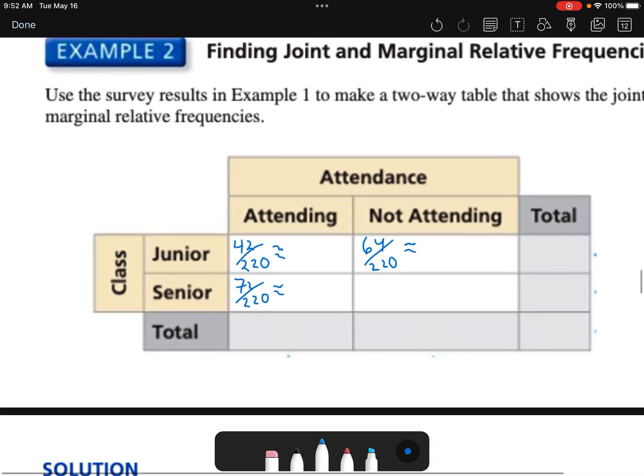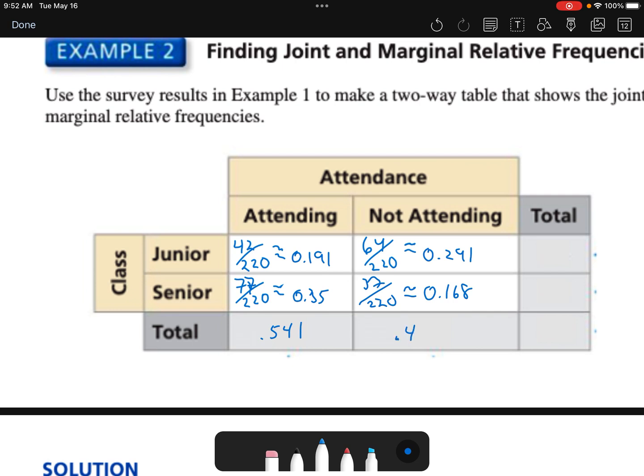77 and 37 out of 220. And then we can find those percentages, which if you type them on your calculator, you will get these. And you can trust me, or you can actually do it. Now the totals should add up to 1. And those do.